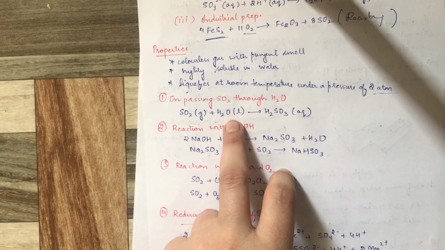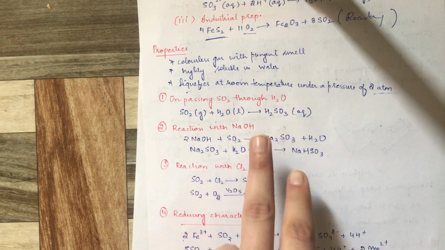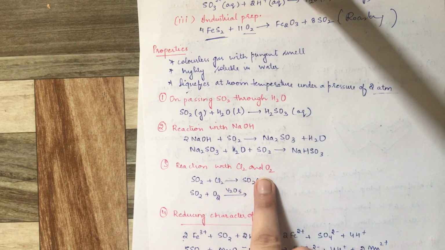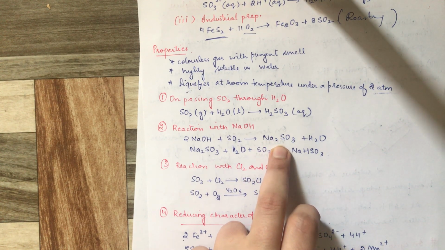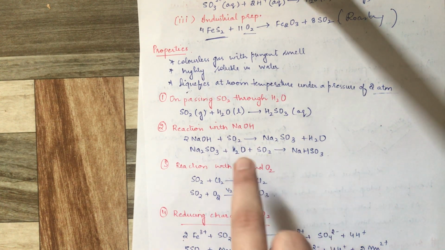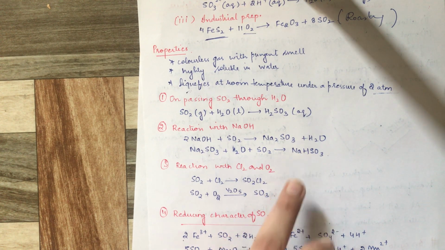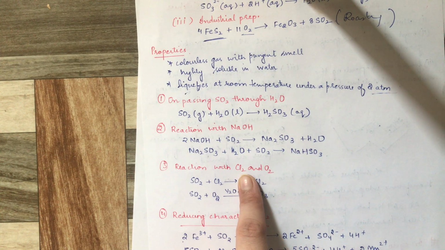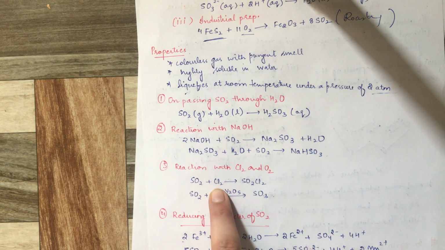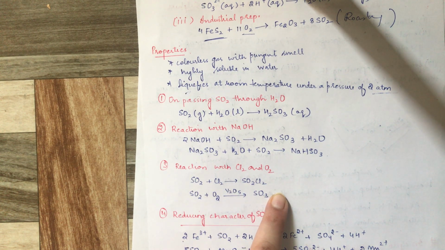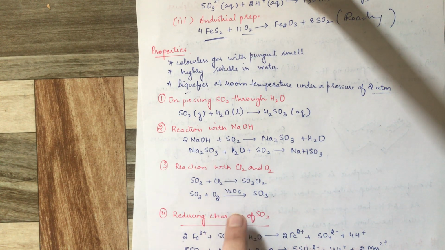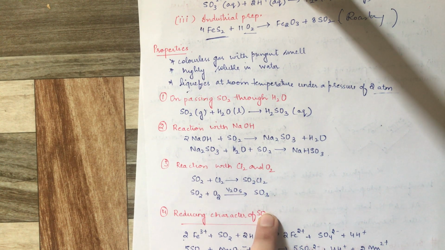SO2, when passed through water, forms sulfurous acid. When it reacts with NaOH, it forms sodium sulfite. If more SO2 is passed and saturation takes place, it forms sodium hydrogen sulfite. It reacts with chlorine and oxygen respectively. With chlorine, SO2Cl2 is formed, sulfuryl chloride. SO2 and O2 form SO3.